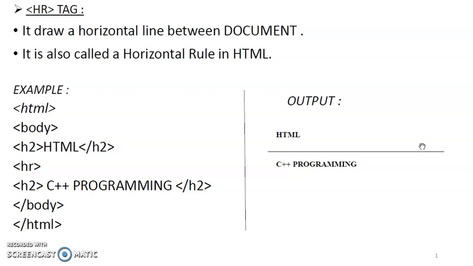or two sentences. Okay, so the simple meaning of HR tag is what? It is used to draw the horizontal line between the two documents or two texts.